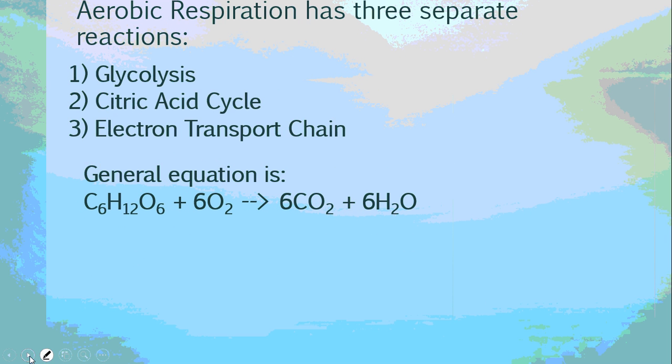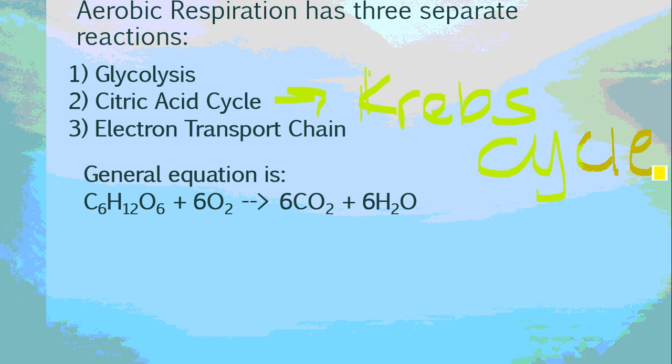Aerobic respiration occurs in 3 separate steps. The first one is glycolysis. The second is the citric acid cycle. This is also called the Krebs cycle. And the third is the electron transport chain.